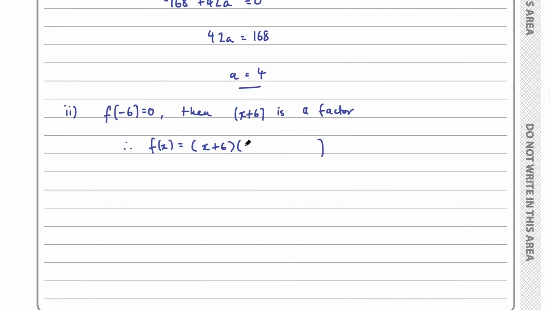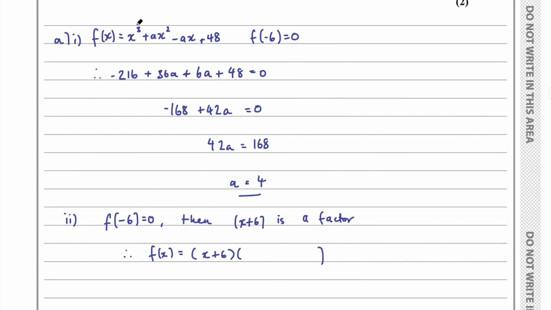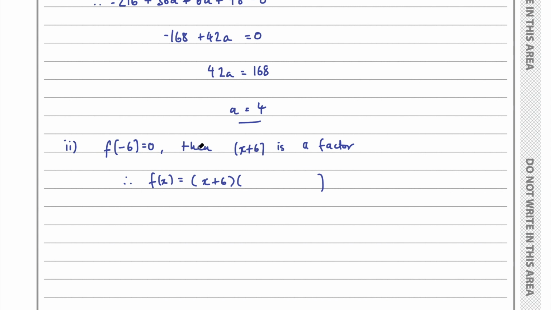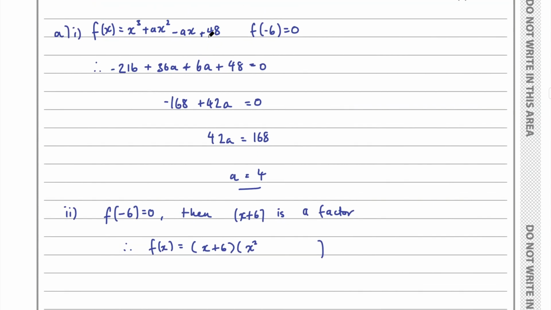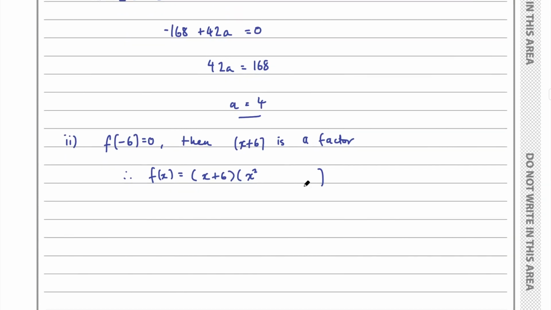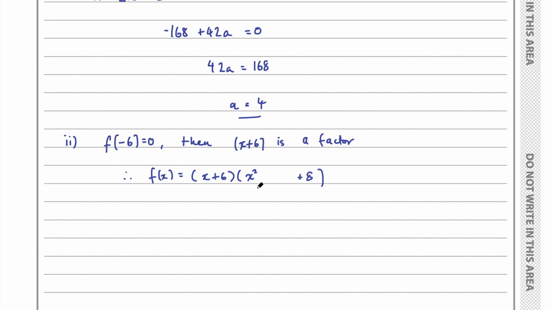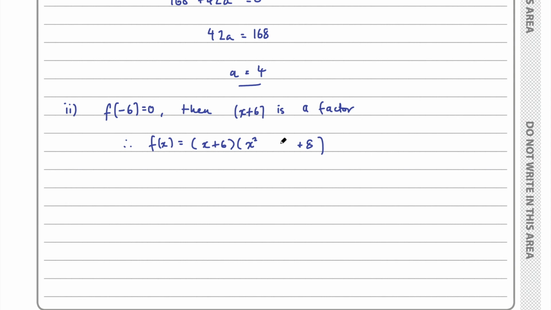And we already know what the first term must be because the coefficient of x cubed here is 1. So therefore the coefficient of this x squared term must be 1. Also, we need 6 times something to equal 48. Therefore, we know the final term in this quadratic must be 8. And we just need to figure out the middle term here. So we could just put some variable in. Let's call that bx. And then we could expand this out and work out what b is. So this is equal to x cubed plus bx squared plus 8x plus 6x squared plus 6bx plus 48.